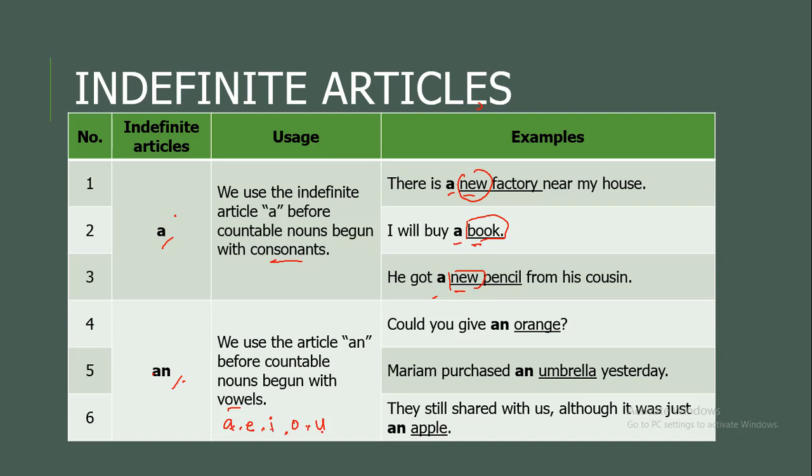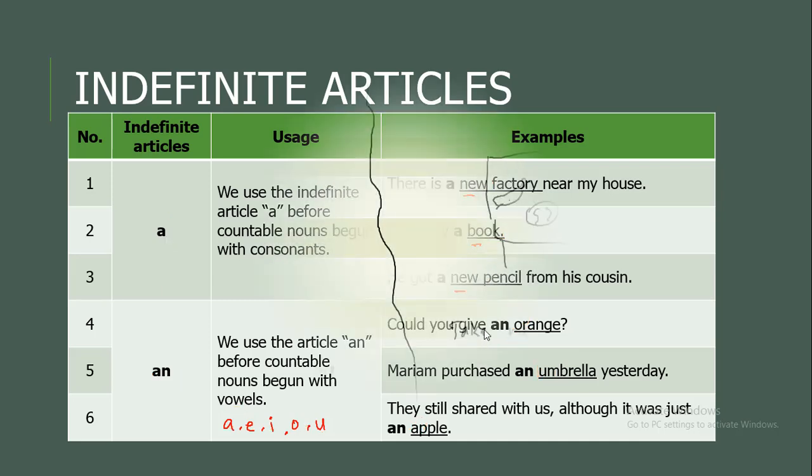Now we use the indefinite article an for the vowel sounds a, e, i, o, u. Could you give me an orange? O is the sound of a vowel, and umbrella, u, is the sound of a vowel, and then apple, a, is the sound of a vowel too. So that's why we don't say could you give me a orange, but we say could you give me an orange. Miriam purchased an umbrella yesterday. They still shared with us, although it was just an apple. We don't say although it was just a apple.